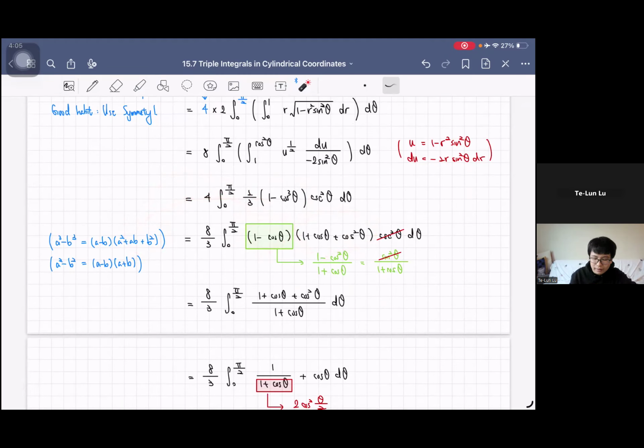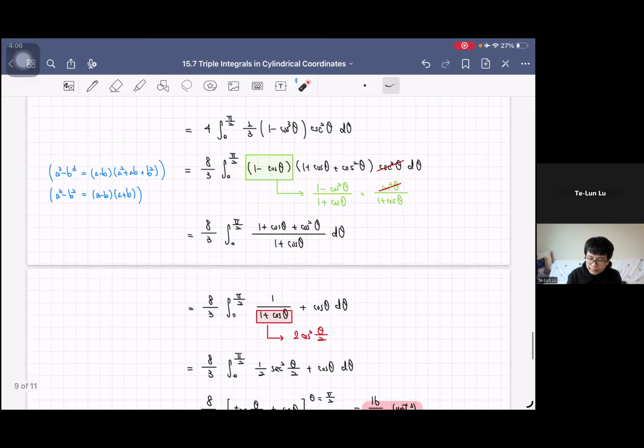And let us apply again the difference of squares: A squared minus B squared is A minus B times A plus B. So you get that 1 minus cosine will be equal to 1 squared minus cosine squared divided by 1 plus cosine. In particular, by the Pythagorean theorem, 1 minus cosine squared is sine squared, right? So dividing this guy and this guy, you get a really nice integrand, which is 1 plus cosine plus cosine squared divided by 1 plus cosine.